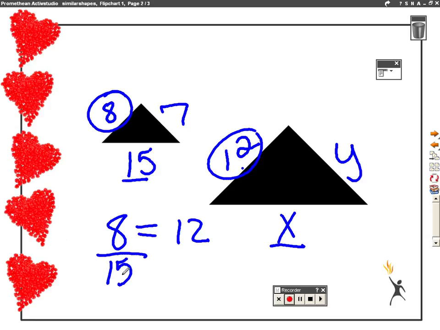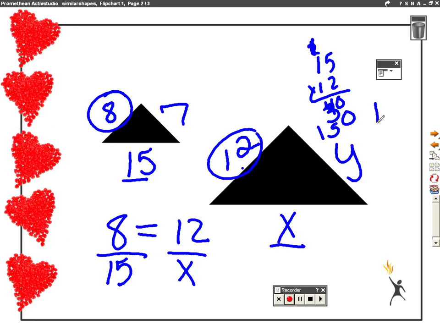So 15 over x. I'm going to do 15 times 12. All right, so 15 times 12. I'm not going to get out the calculator. Here we go. Carry the 2, 40. Oh, wait, I made a mistake. I only was supposed to carry a 1. All right, 30, placeholder, 5, 1. So 180. And I now have to take 180 and divide it by 8.